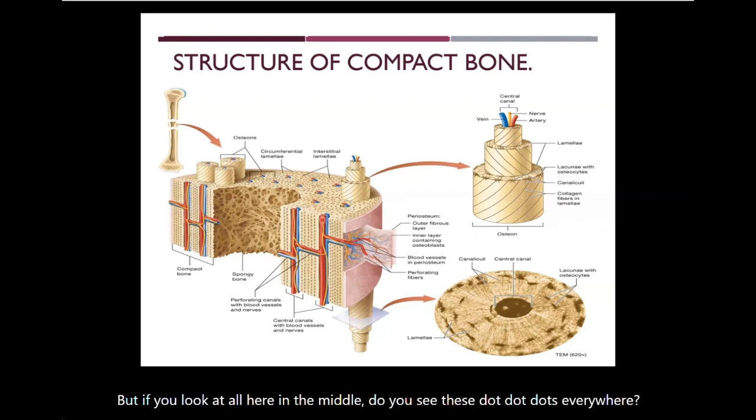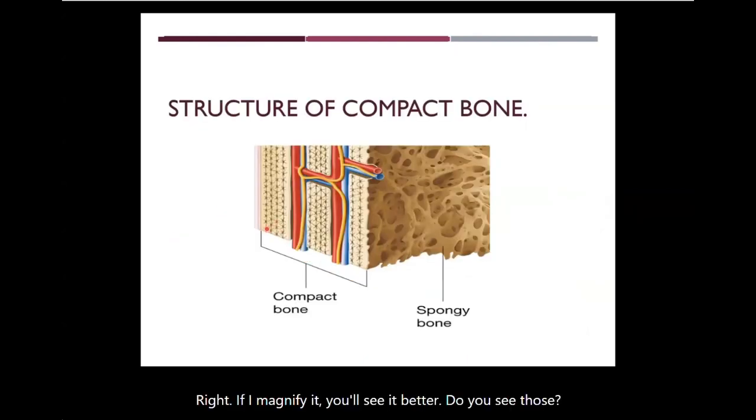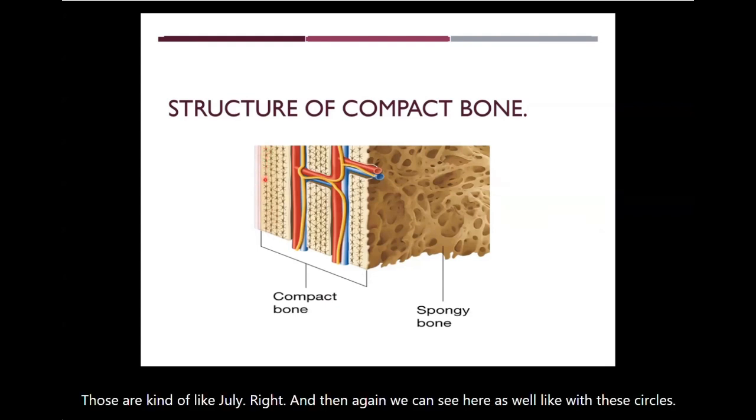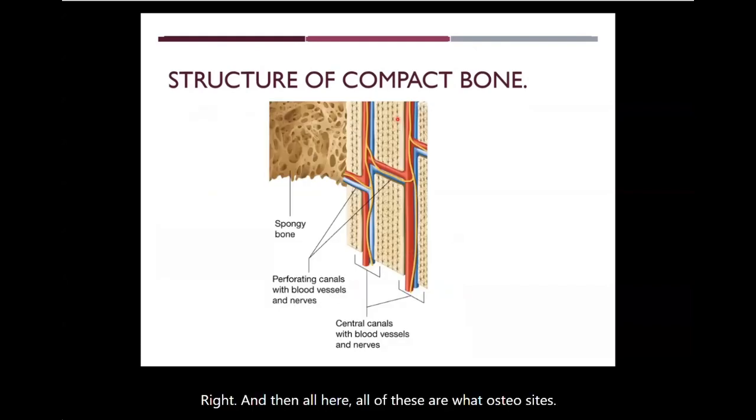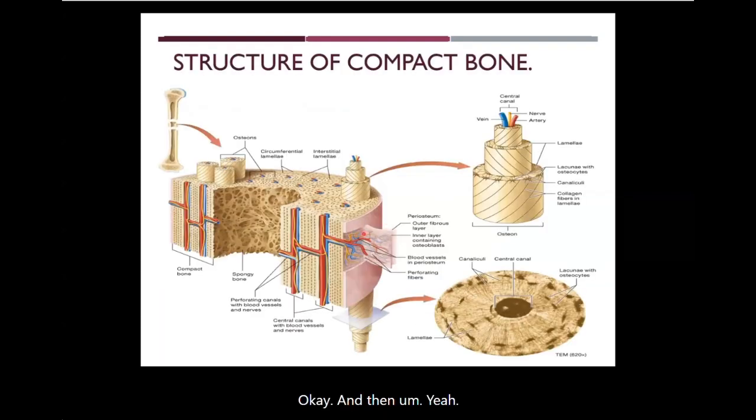So we're gonna see in these fibers or outside around it, we're gonna see some osteoblasts. But if you look all here in the middle, do you see these dots everywhere, right? If I magnify it, you'll see it better. Each one is an osteocyte, and do you see the legs? Those are the canaliculi, right? And then again, we can see here as well, with these circles, right? And all of these are what? Osteocytes, okay?